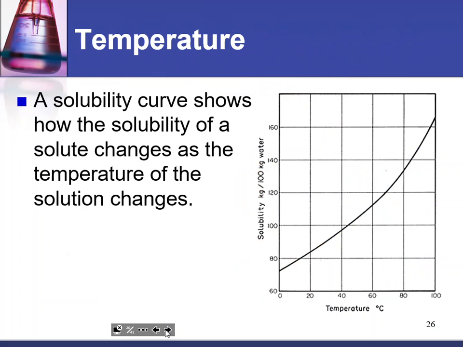Now the solubility curve. A solubility curve shows how temperature affects solubility. On the graphs or the curves that you're going to see, on the X, there's always going to be temperature. On the Y, it's the solubility of the salt in a certain amount of water. In this case, out of 100 kilograms of water. Sometimes it's 100 grams of water, but it's telling you a certain amount in a certain amount of water.